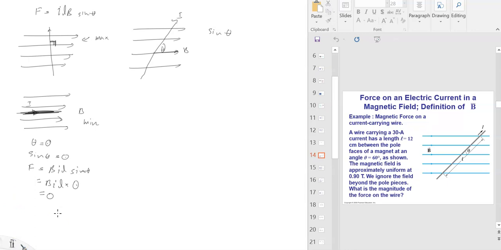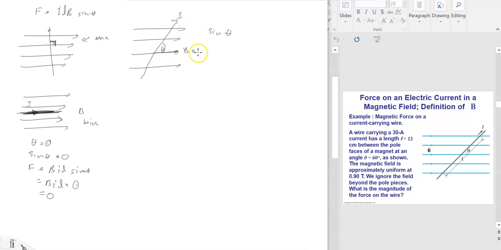A wire carrying a 30 ampere current has a length of 12 centimeters between the pole faces of a magnet, at an angle of 60 degrees as shown. So it's like this diagram I have here. B, the magnetic field, is approximately uniform at 0.9 Tesla.